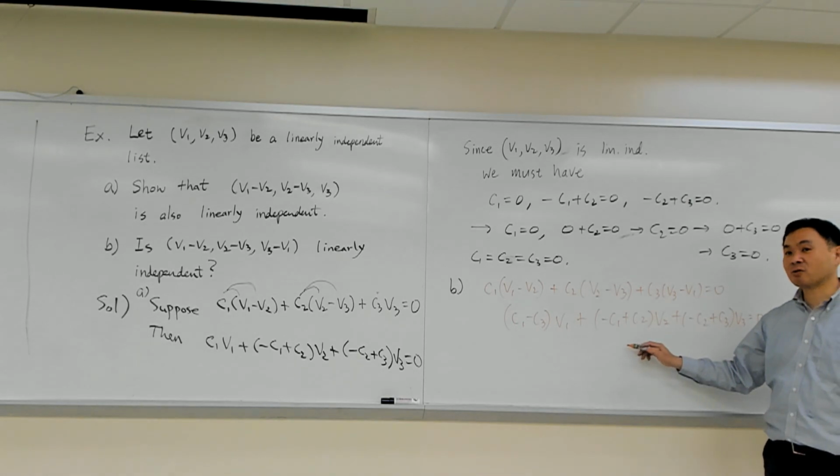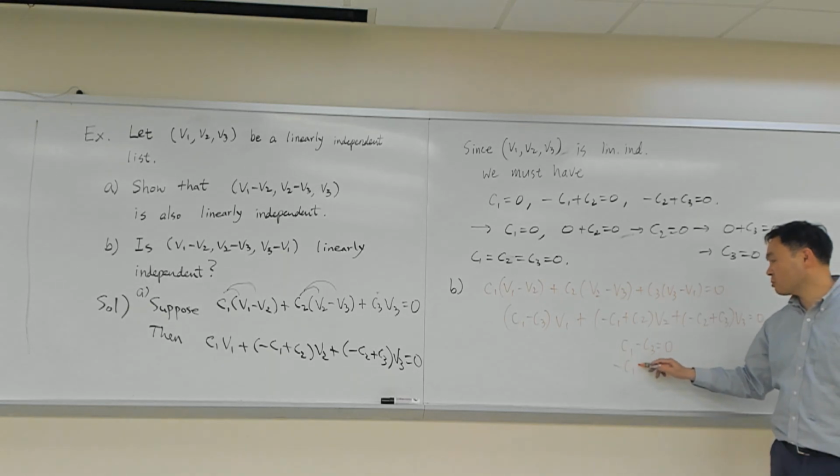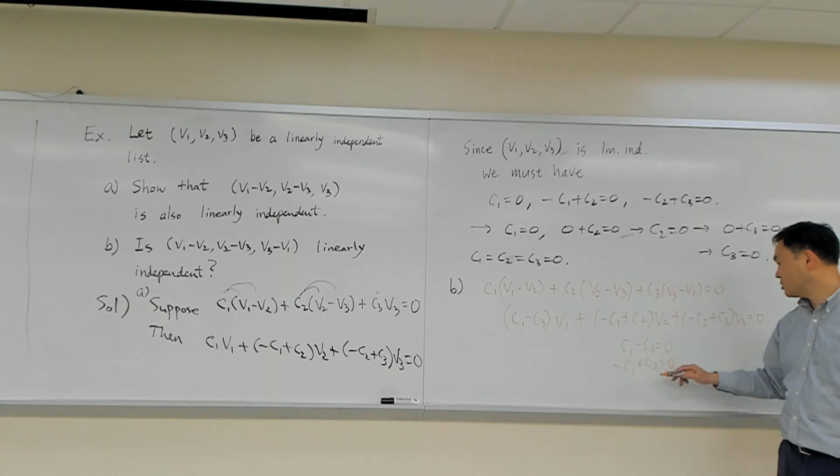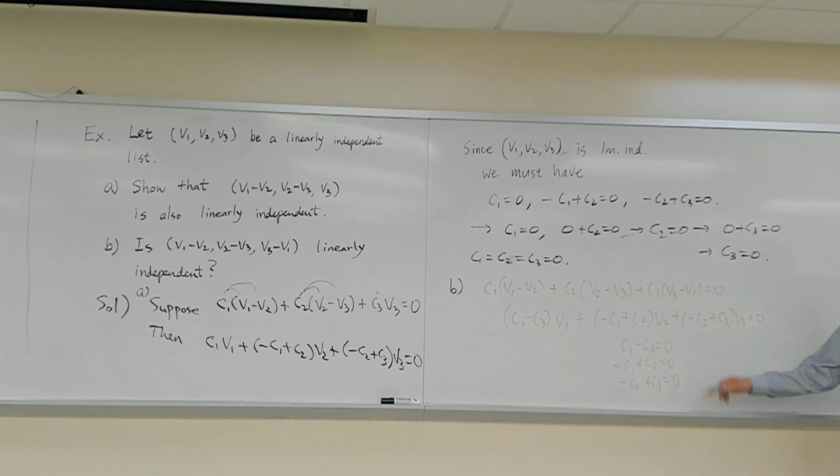Okay, so what does that give us? It says C1 minus C3 must be 0. Negative C1 plus C2 should be 0. Negative C2 plus C3 should be 0. Okay. Does this force C1, C2, and C3 to be 0? If not, can you find non-zero values of C1, C2, C3 that makes every one of these 0? Come up with something. What do you see?